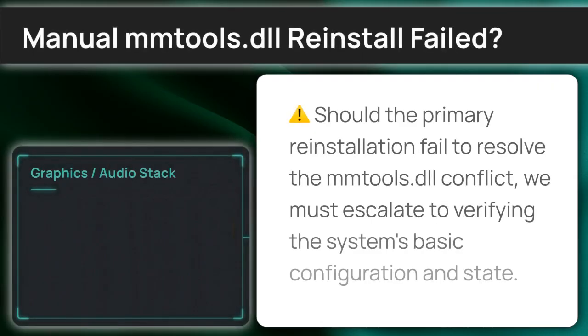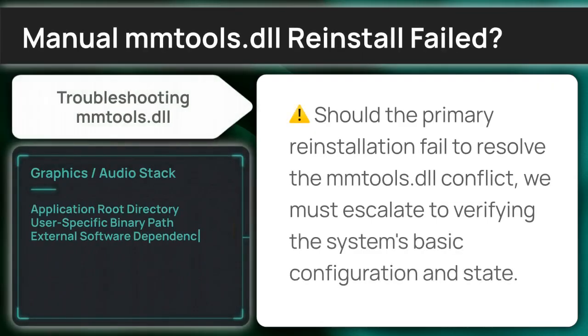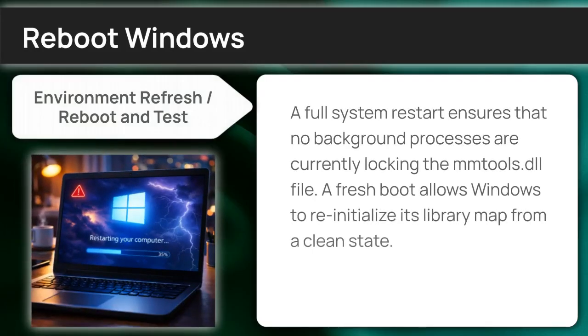In cases where the official installer remains ineffective, we must escalate to a manual review of your system's active runtime state. A full system restart ensures that no background processes are currently locking the Mmtools library file. A fresh boot allows Windows to reinitialize its library map from a clean state.